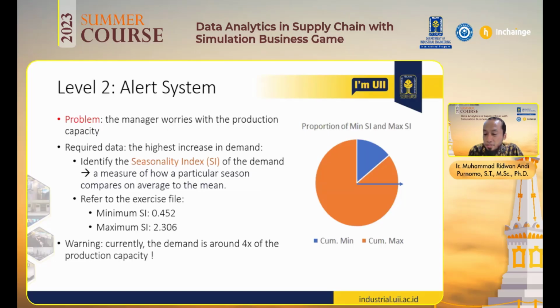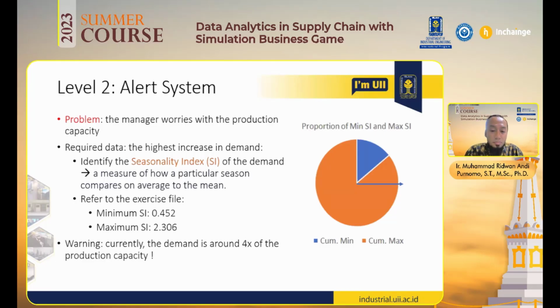Okay. The problem is, to have alert, to alert from our condition. The manager worries about the production capacity. As manager, we can try to think. Our demand keeps on increasing, and sometimes we have very high demand, during June and July, November and December. So as production manager, sometimes we feel worried. So here, in order to have alert from our condition, we can try to calculate the seasonality index of every month.